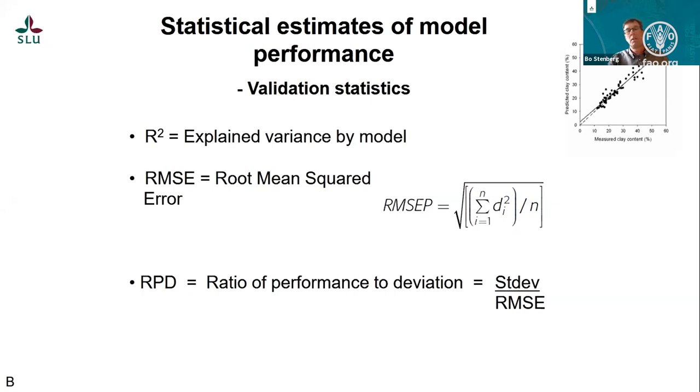The RMSEP is calculated much like a standard deviation, but instead of being the average absolute distance to the mean, it is the average absolute distance to the model, which is the line here, the one-to-one line. The RPD is the ratio of performance to deviation, which is often used as the standard deviation divided by the error. So that should be a large number. R square should be as close to one as possible, and RMSE should be as low as possible.